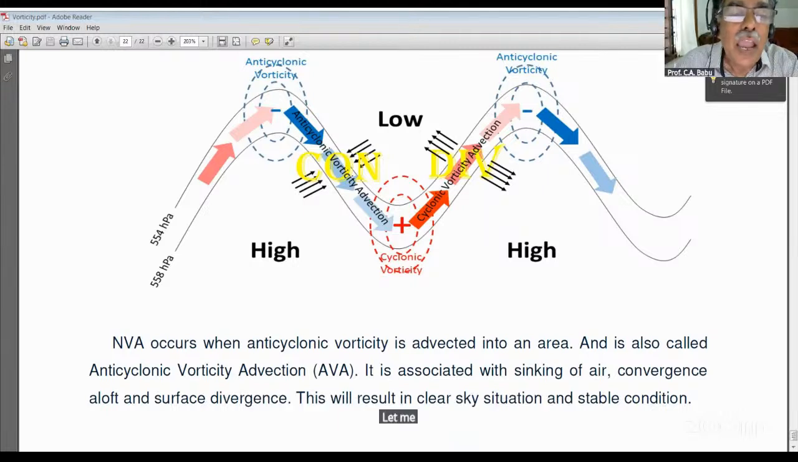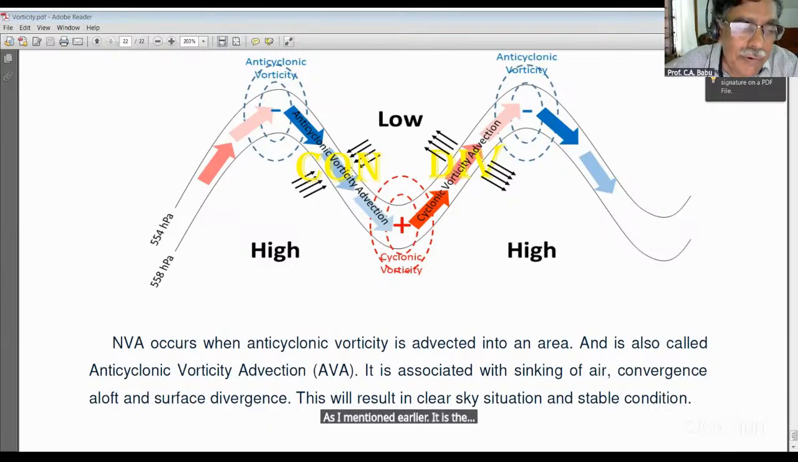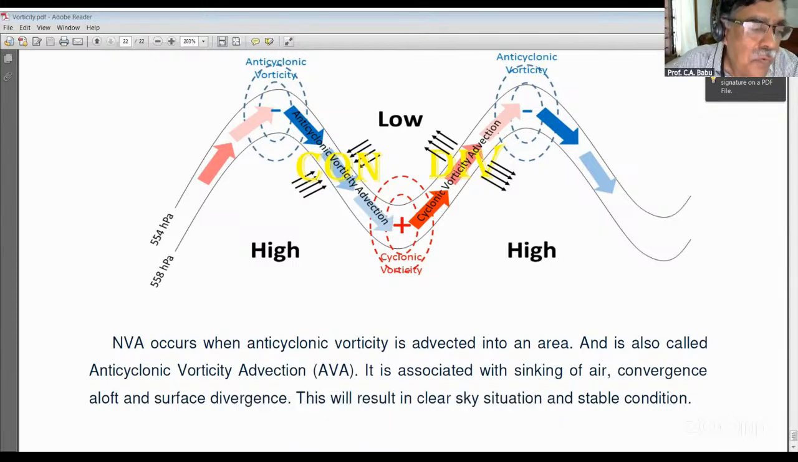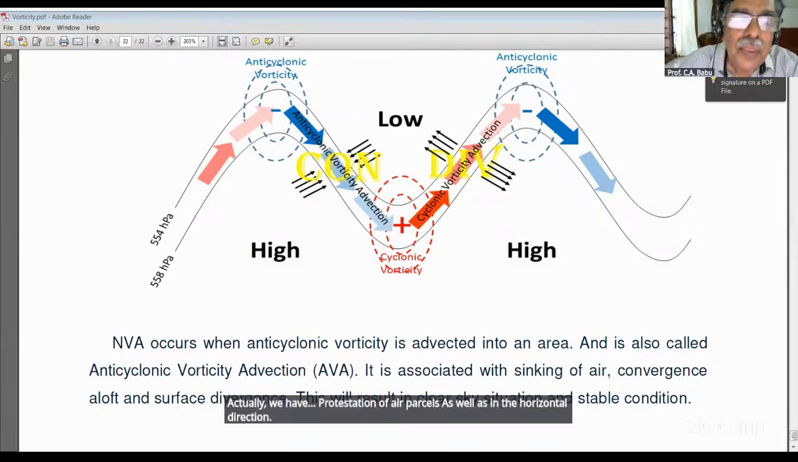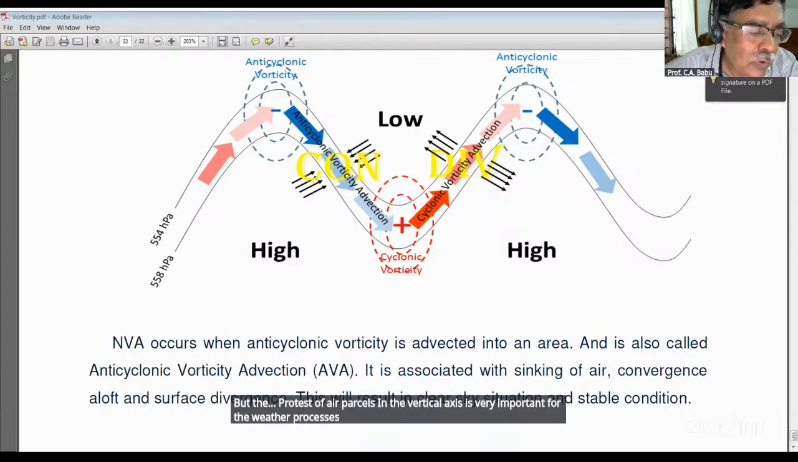Let me continue about the basic and fundamental ideas about vorticity. As I mentioned earlier, it is the rotation of air parcels in the air surface about vertical axis. Actually, we have rotation of air parcels in the vertical as well as in the horizontal direction. But the rotation of air parcels in the vertical axis is very important for the weather processes because it is closely associated with ascending motion of the air.